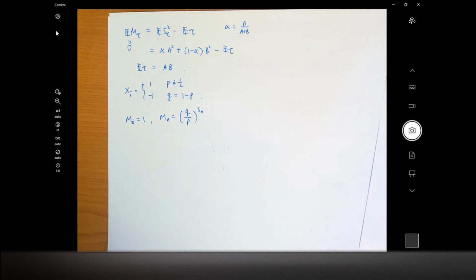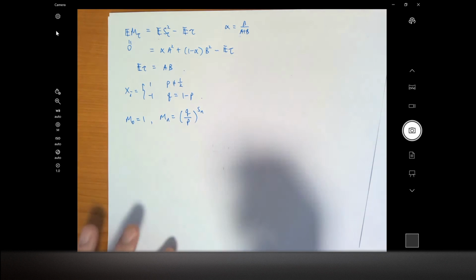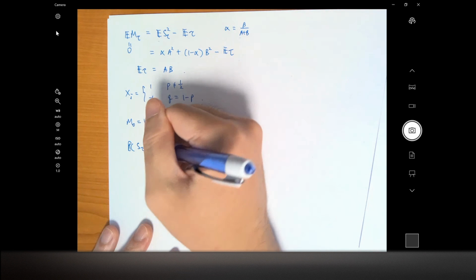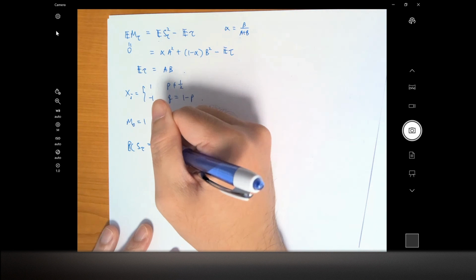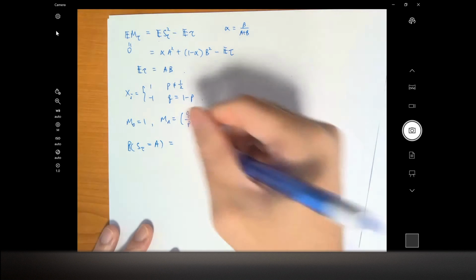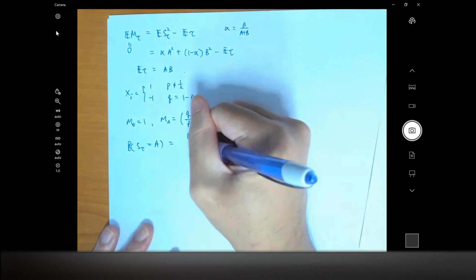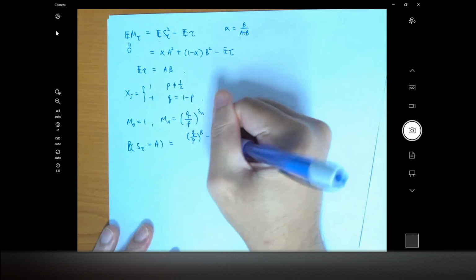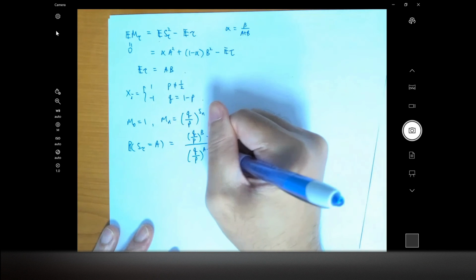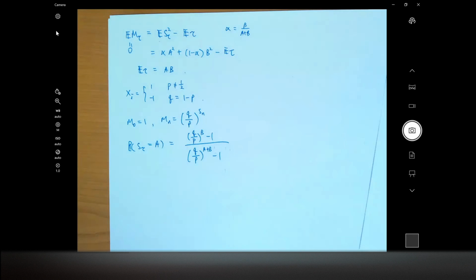okay, I think I'm not going to go through the details. From here, using a similar technique as before, you will be able to find that the probability of S tau equals to A, right? The probability of hitting the upper boundary is actually given by Q over P to the power tau B minus 1. Right, okay.